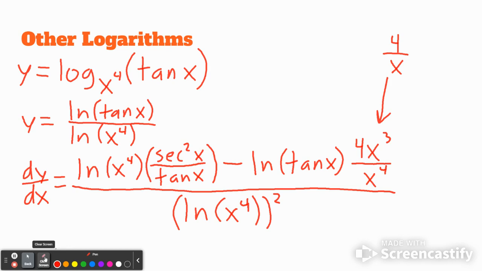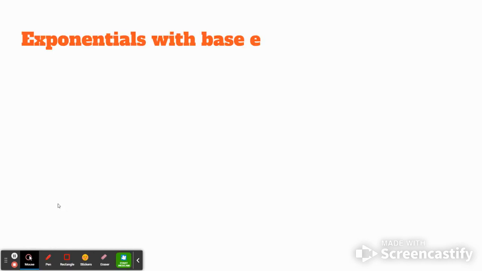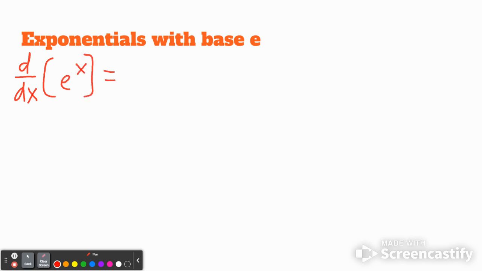Okay, let's move on. Let's do exponentials with base e. Okay, so more specifically, the derivative of the function e to the x. Now, e, Euler's number, is an irrational number, and its value is such that its derivative is itself. So the derivative of e to the x is e to the x, which makes things very convenient. That is one of the many cool properties about Euler's number.